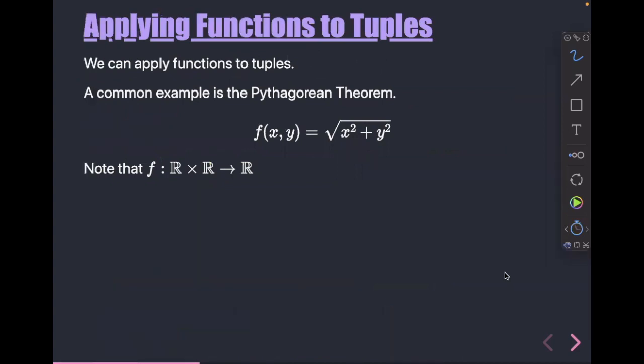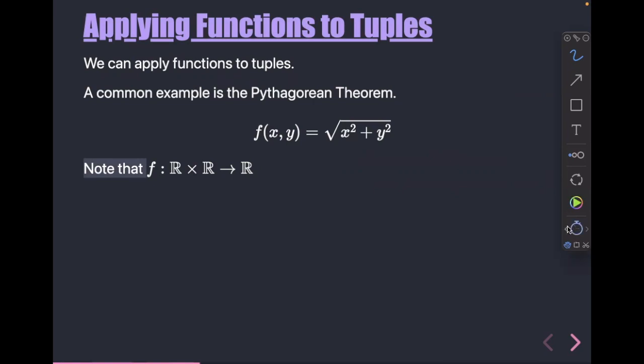So another thing I wanted to talk about is that functions can take more than one argument. This is the idea that we can have tuples as our input. A common example is z equals the square root of x squared plus y squared. For the Pythagorean theorem, you have two inputs and you get one output.